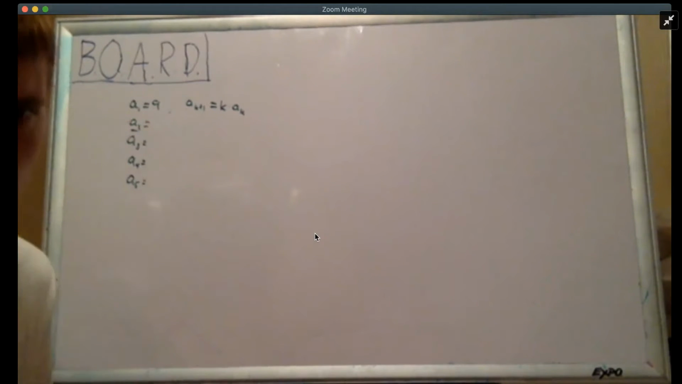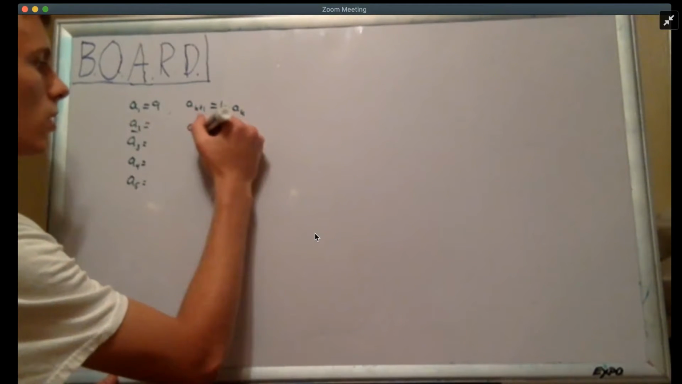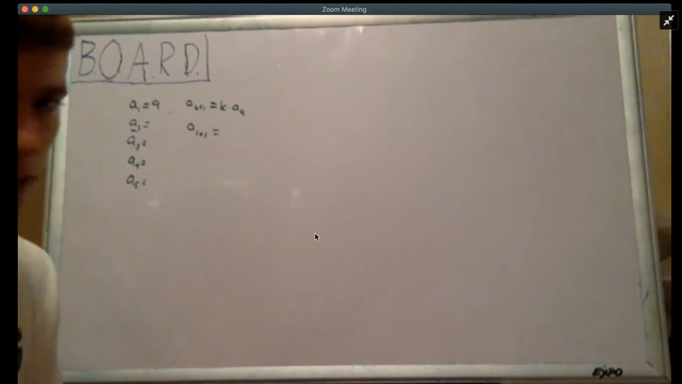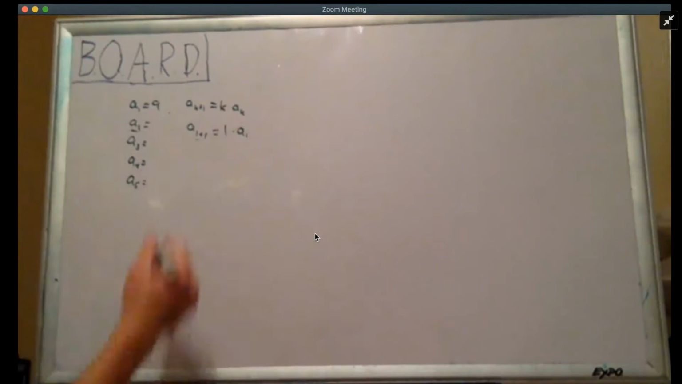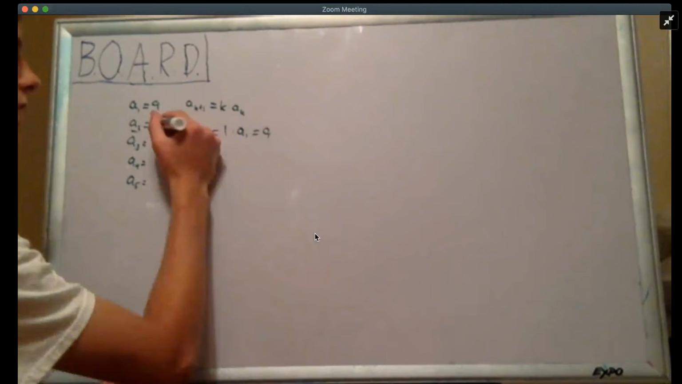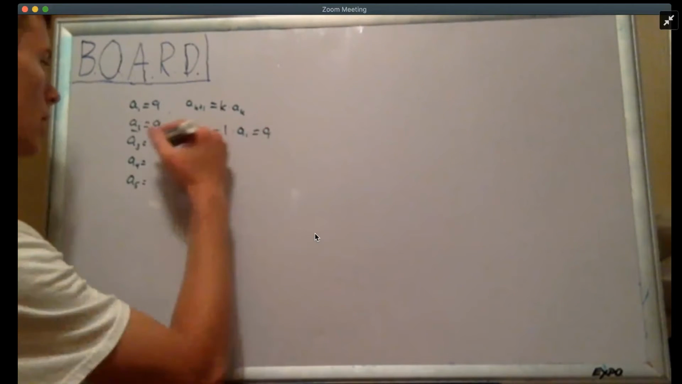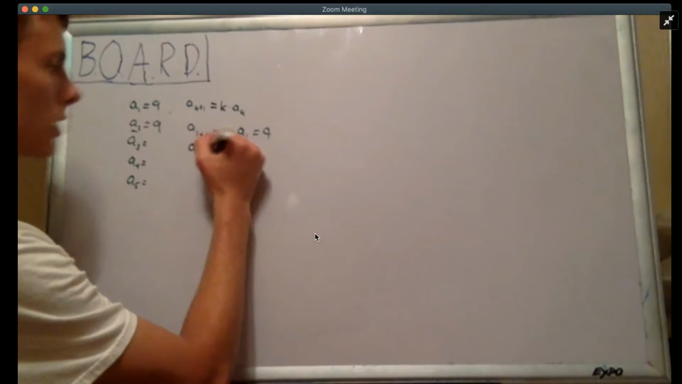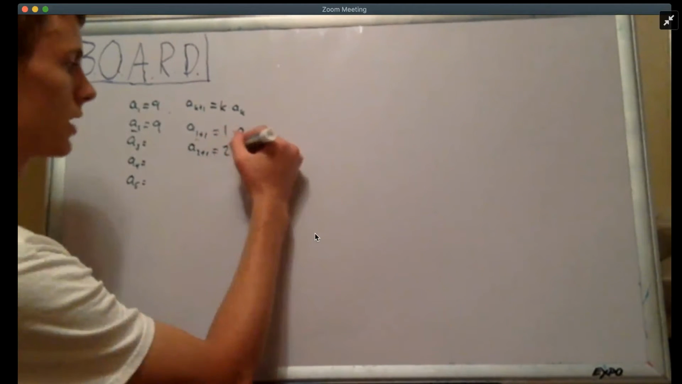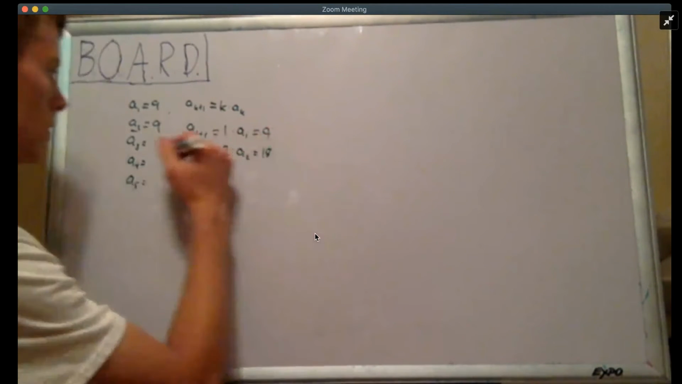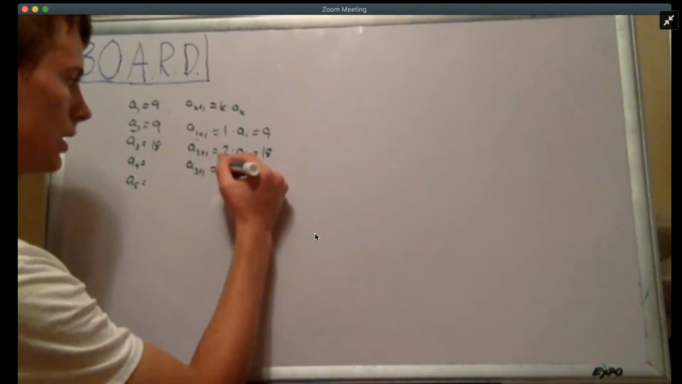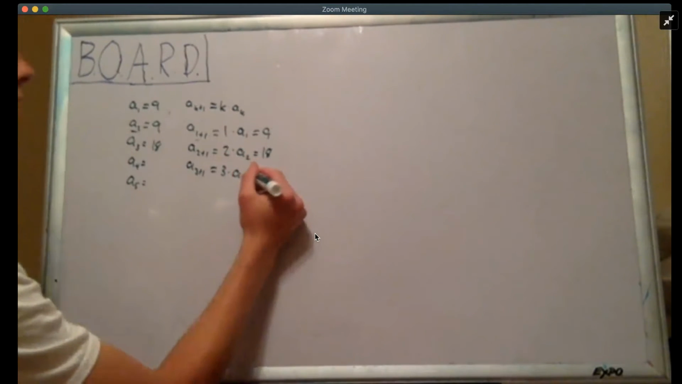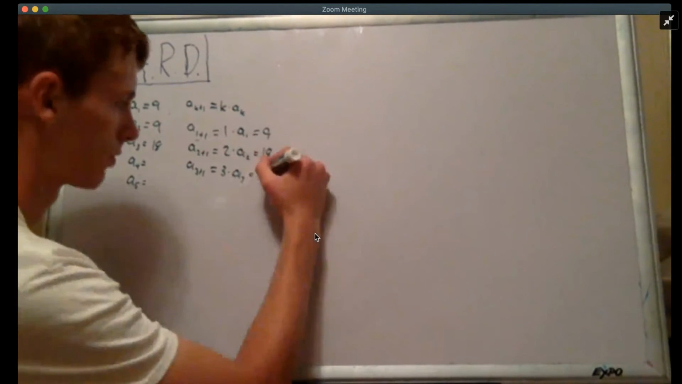So, another way to say a sub 2 is a sub 1 plus 1. We can see here that k is clearly 1 in this situation. So 1 times a sub 1. A sub 1 is 9. That gets us 9 for the second term as well. So a sub 3 is a sub 2 plus 1, which is 2 times a sub 2, which is 2 times 9, 18. A sub 4 is a sub 3 plus 1 equals 3 times a sub 3, 3 times 18, 54.